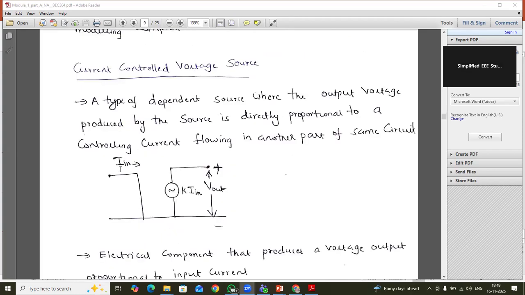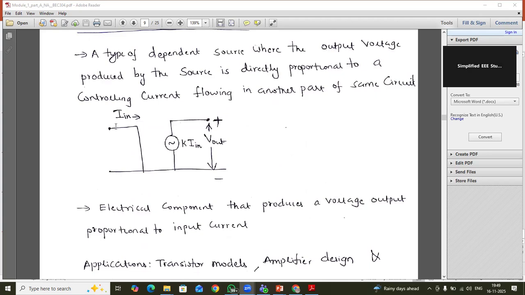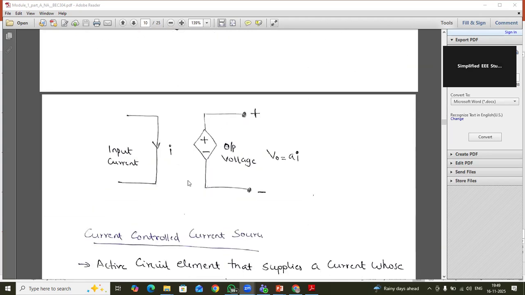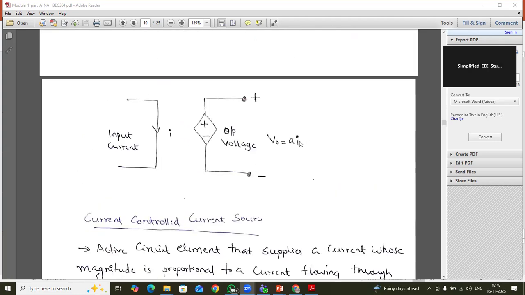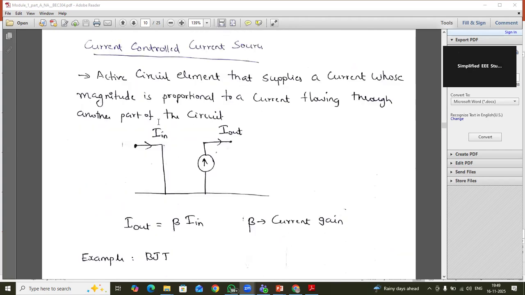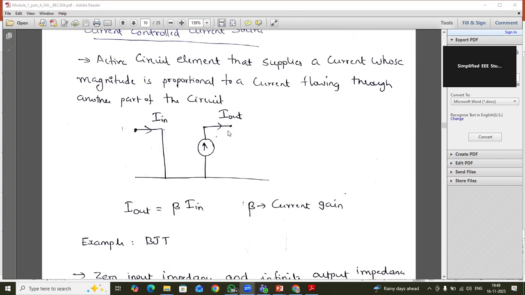Current controlled voltage source. This is the way to represent the current controlled voltage source. Do remember this: input current and output voltage. You can determine the output voltage by using a simple equation: output voltage is equal to A into I. In terms of current, you can write the output voltage. Current controlled current source. This is the way to represent the current controlled current source. So the output is current only.